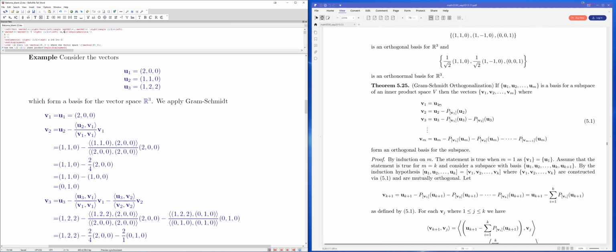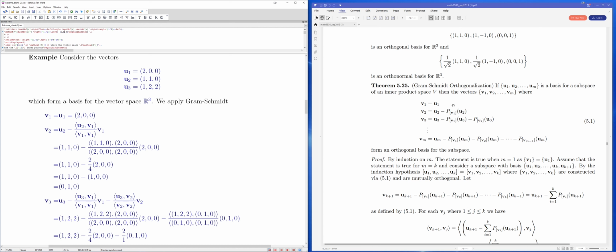Given the U's, the first V, V1, is equal to U1. The second, V2, you take the second U2 and subtract off a certain projection. And the third, V3, you take U3 and subtract off a certain projection. Now you're using Gram-Schmidt to obtain your new basis here.